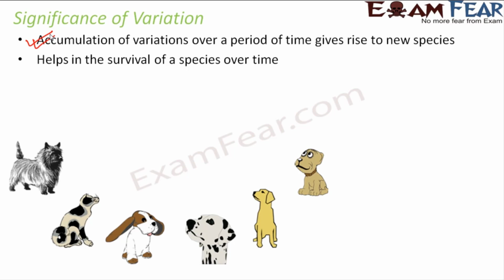Now, let us suppose some environmental change comes into the picture. Let us say something happens in the environment and the temperature of the area where the dogs are residing drops greatly. So that area suddenly becomes very cold. What will happen? All of these dogs are not used to staying in such a cold climate. They will not be able to adjust themselves to that climate. So they will start dying, right?